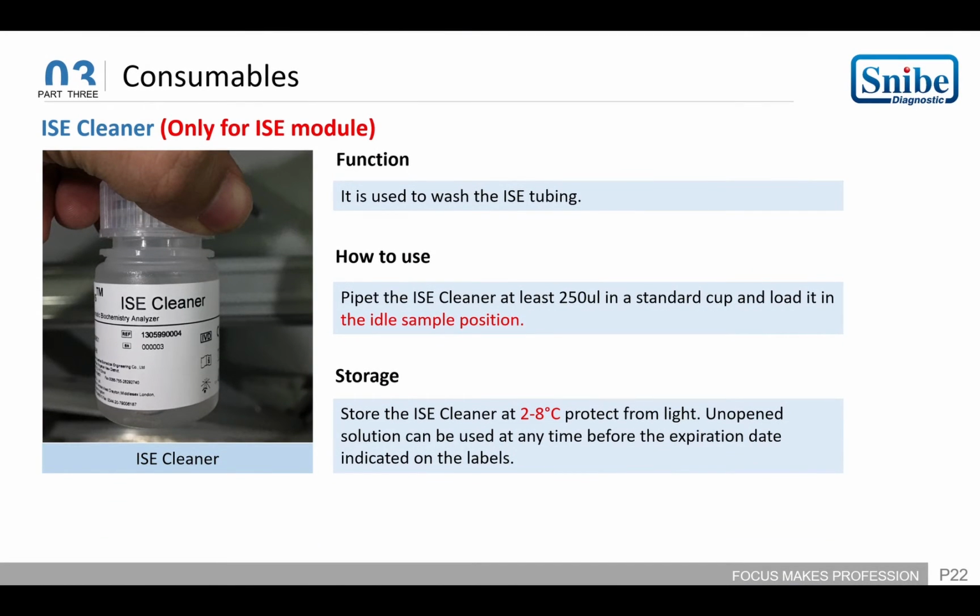This one, IC cleaner. When you install the IC module, you need to use this one. It's to wash the IC tubing. It's the same, you need to pipette at least 215 microliter of the IC cleaner in a standard cup and load it in the ideal sample position. The position you can add by yourself. And store the IC cleaner at 2 to 8 degrees, protected from light. So that is all about the consumables.